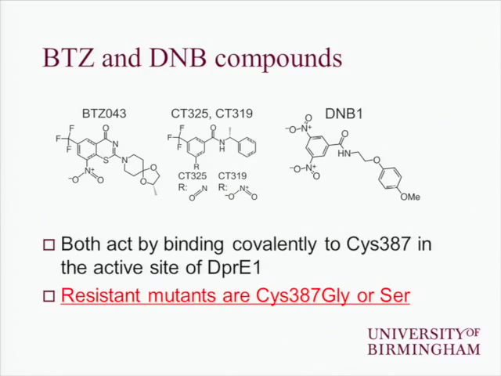So Stuart Cole, a few years ago, described a key finding in that he discovered a range of compounds referred to as BTZ, and I think it was Christophe Guyot who, in association with Mary Jackson, discovered these DNB compounds. These are highly active against DprE1, and they have quite high potency against Mycobacterium tuberculosis. These came through a screening program that they were running at the time, and basically what they found was that resistant mutants had a mutation at the active site.